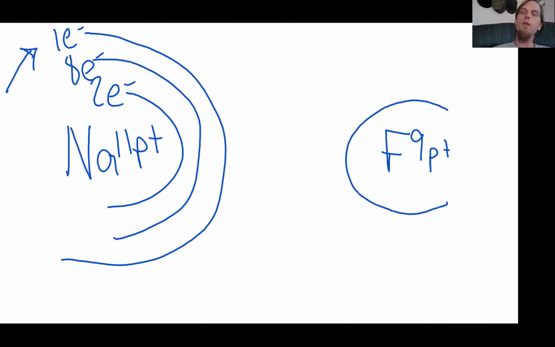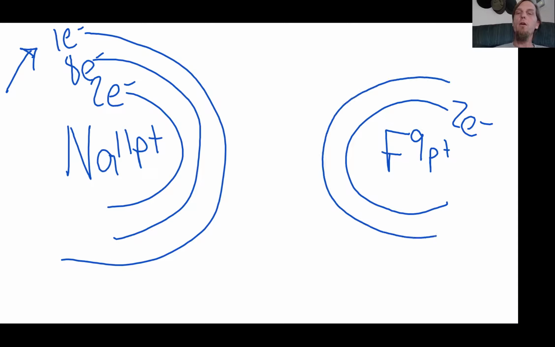So we have one ring with two electrons, that's the innermost. And I have nine minus two, seven. I need seven more. And yes, those will all fit right there, seven electrons. So my Bohr models are done. I have a fluorine and I have a sodium.